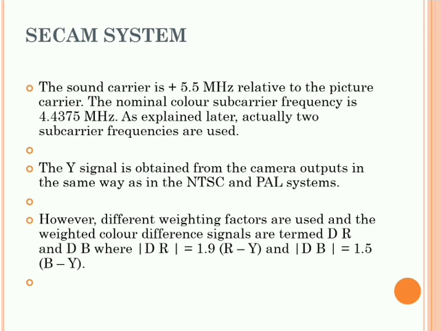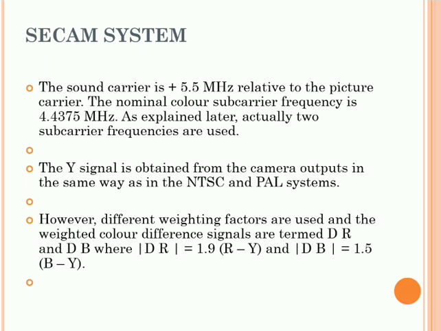In this SECAM system, the signal sound carrier is plus 5.5 megahertz relative to the picture carrier. The nominal color subcarrier frequency is 4.4375 megahertz, as explained later. Actually, two subcarrier frequencies are used here. We are using the two subcarrier frequencies over here.